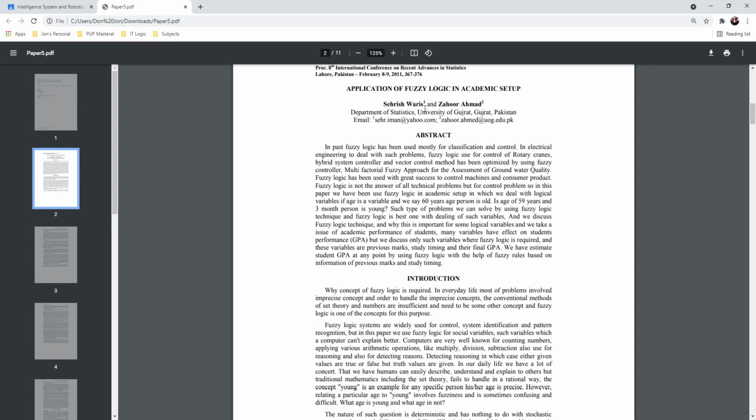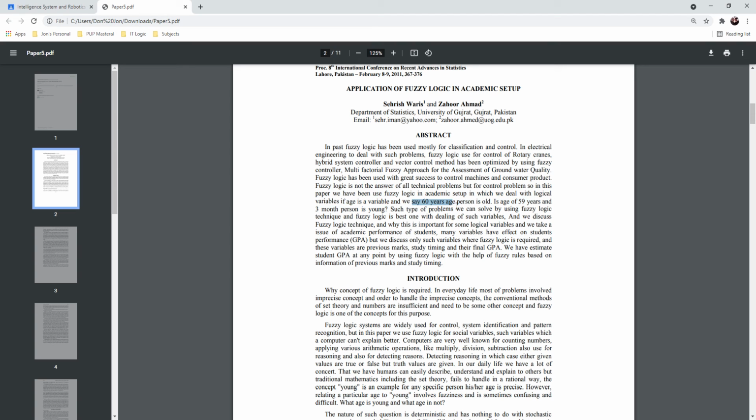For the abstract, they have mentioned that fuzzy logic has already been applied to many fields of engineering, such as control and electrical engineering, and many other applications in the engineering field. But this particular study is more focused on being applied to the logical variables or social variables that they are dealing with. They have used fuzzy logic in academic setup in which they deal with logical variables.